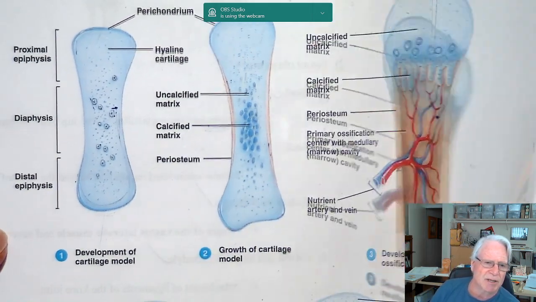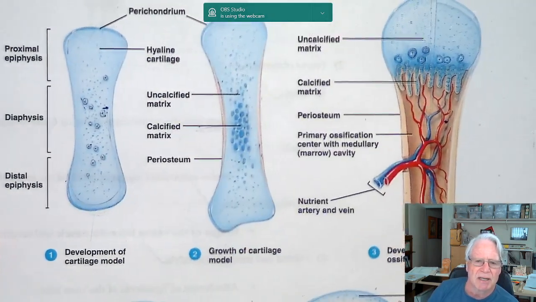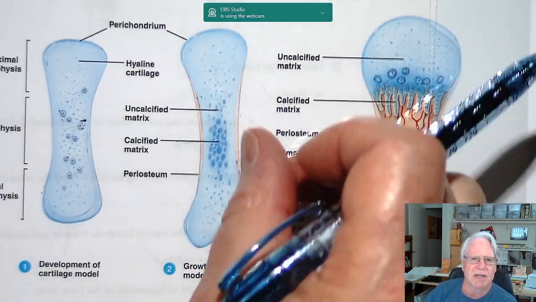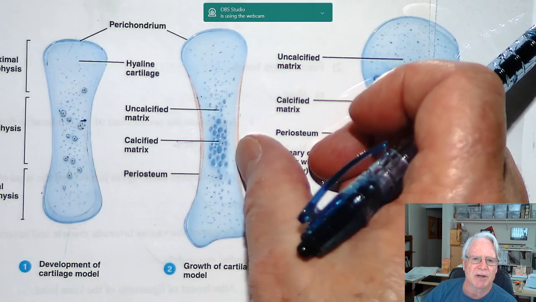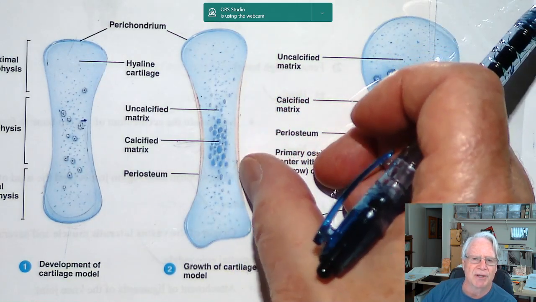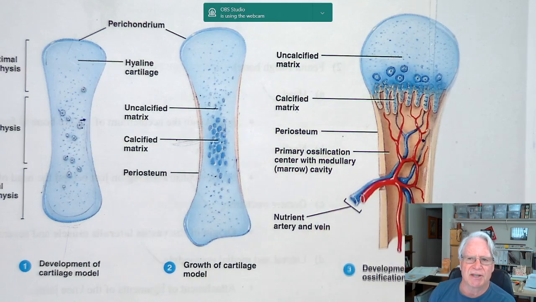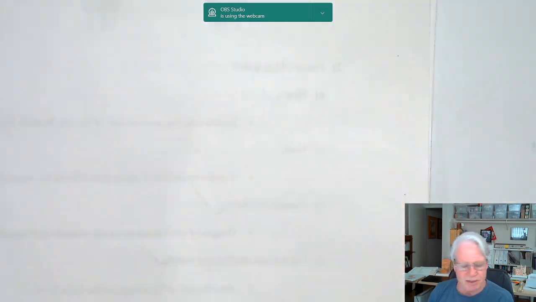So this is development of the cartilage model and then growth of the cartilage model. We haven't yet got to this, which is the periosteum. So we're going to build a bone collar, but that's in our next step. So we'll get there in just a bit. All right.